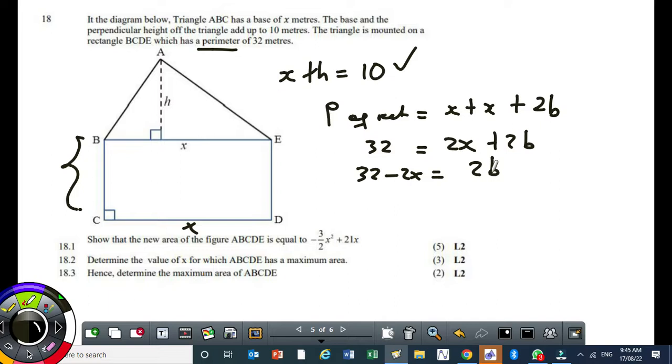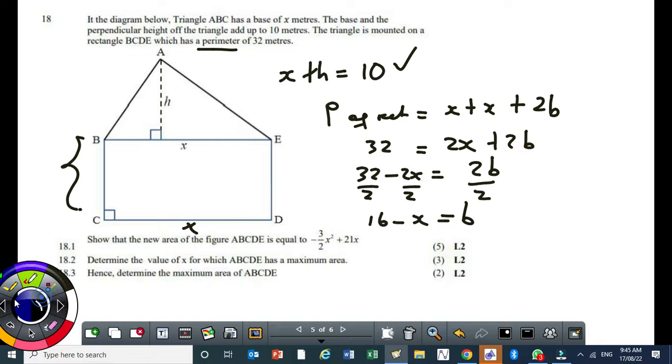Yes. Then divide both sides by 2. So we get 16 minus x is equal to b. Are you following there? Yes. So this side is 16 minus x, and that's also 16 minus x. Are you following that? Now, since I have determined the breadth of the rectangle, I can now calculate the area. But I need to eliminate h. I'm sure you can see that there is no h in this expression.